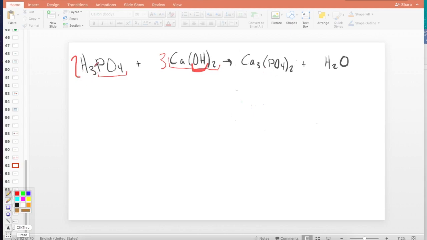So 6 hydrogens here, 6 hydrogens here. I have a total of 12 hydrogens on this left side. I only have 2 on the right side. How can I get 12? Should I change the subscript from a 2 to a 12? No. H12O is not even a thing, so that's definitely not what I do. Remember, you add a coefficient.